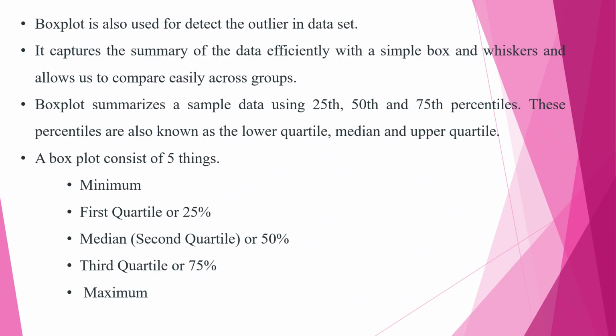The box plot is based on key statistical values such as quartiles, which divide the data into 4 parts. These include the first quartile 25%, the median or the second quartile 50%, and the third quartile 75%. Along with these, it also shows the minimum and maximum values of the dataset. Altogether, these 5 components give a clear picture of the data distribution, spread, and any unusual values.